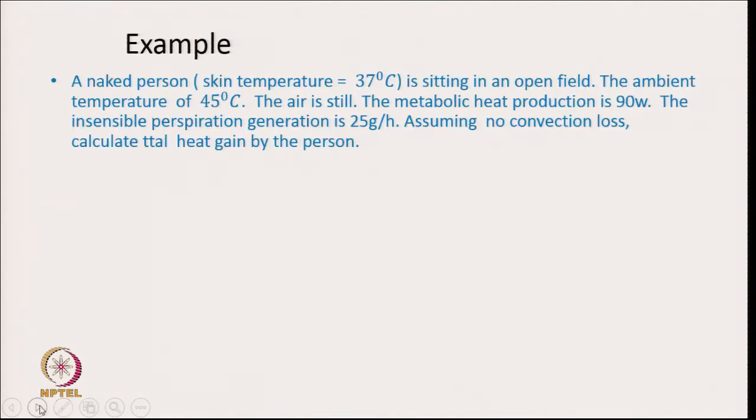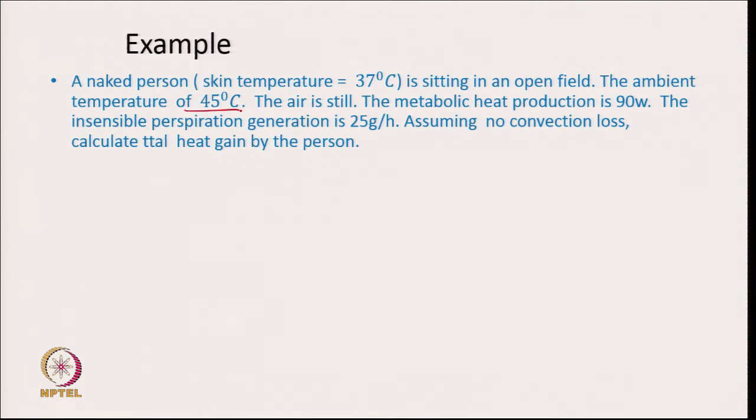Now we give you an example, a simple calculation. Let us say a naked person is sitting in an open field. The skin temperature, let us say, is 37 degrees centigrade. We know that 37 degree centigrade is the core body temperature and skin temperature is usually 34 degree. Let us say it is 37 degree centigrade, and the ambient temperature is 45 degree centigrade.